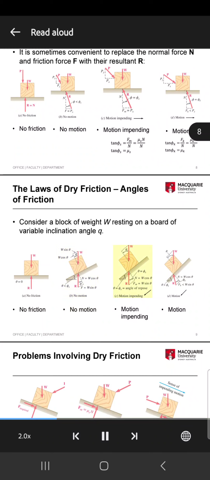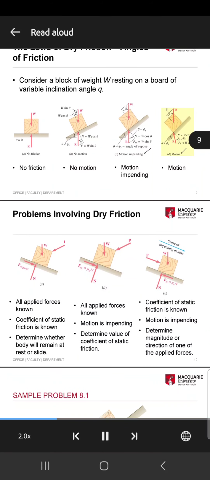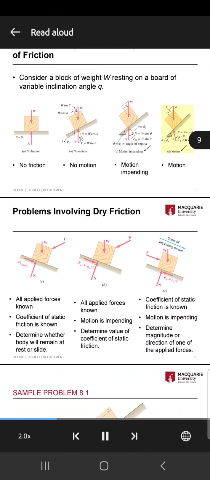Block, with weight W, positioned on a horizontal surface. No friction. Theta equals 0. Motion impending. Block, with weight W, positioned on an inclined surface. No motion. Phi less than phi S. N equals W cos theta. F equals W sin theta.